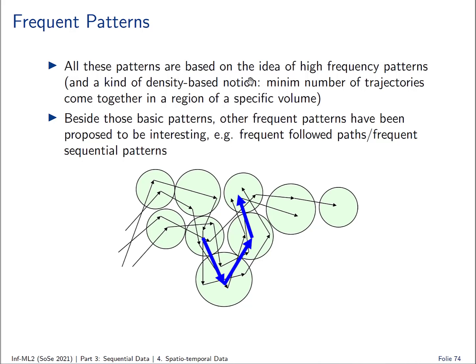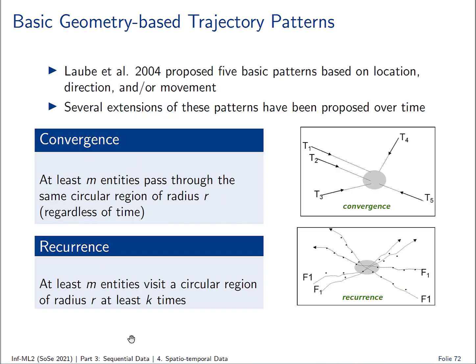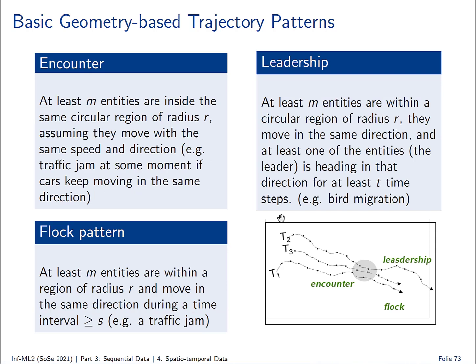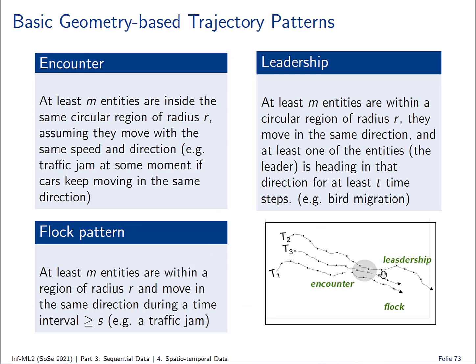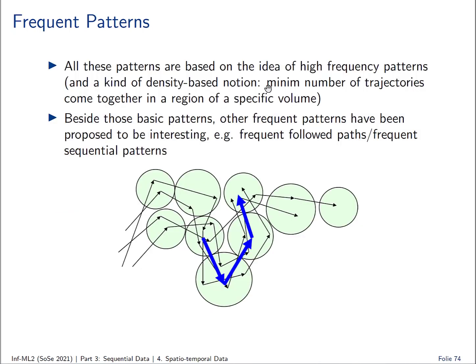So all these patterns are basically based on the idea of high frequency patterns. The density-based notion we already mentioned: we need a minimum number of trajectories to come together in a region of a specific volume, and then some side constraints, like at least k times, or there is a leader, or at least during a time interval and so on. So something has to occur with high frequency, in that case in a given radius. That is the basic idea.